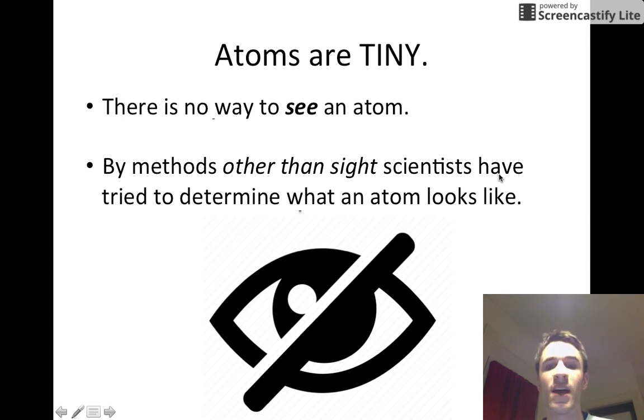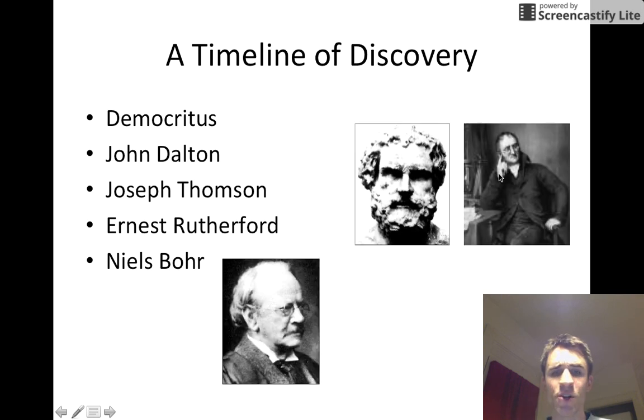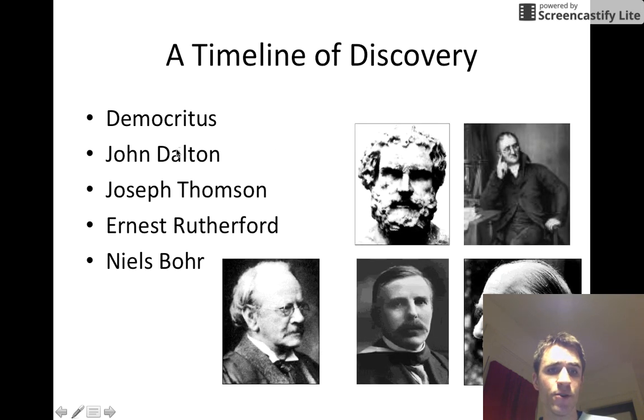So scientists have to use methods other than sight, like different experiments, in order to determine what an atom looks like. Today we're going to look at a timeline of discovery. These five dudes, Democritus, John Dalton, Joseph Thomson, Ernest Rutherford, and Niels Bohr, throughout the last 2,500 years have helped us figure out what an atom looks like, and we're going to learn about it right now. So buckle up because we're going to do it real quick, okay?